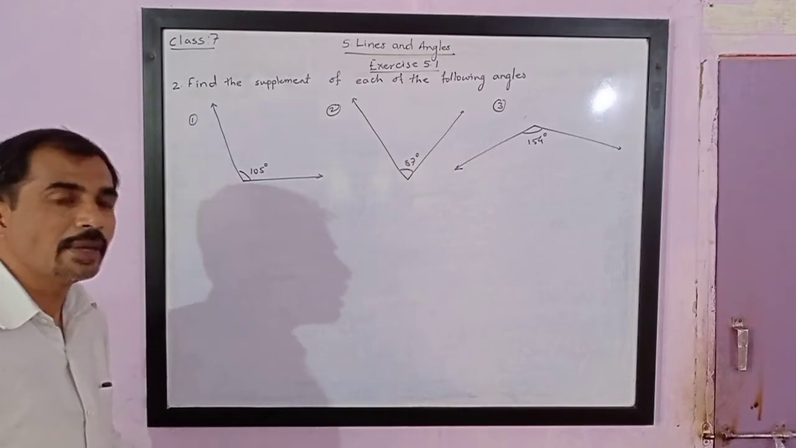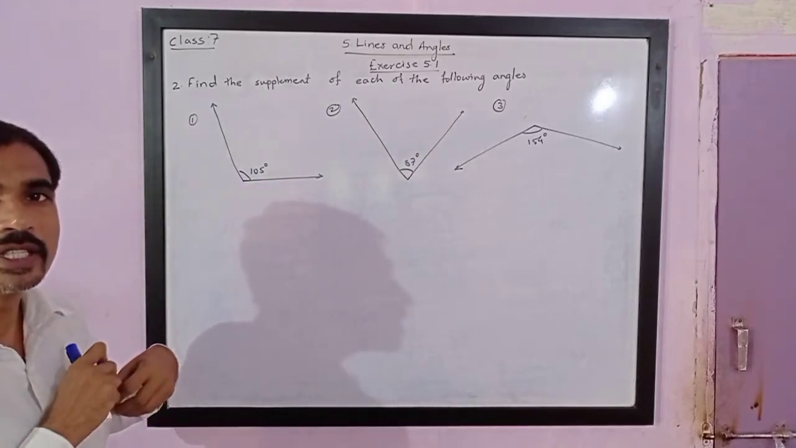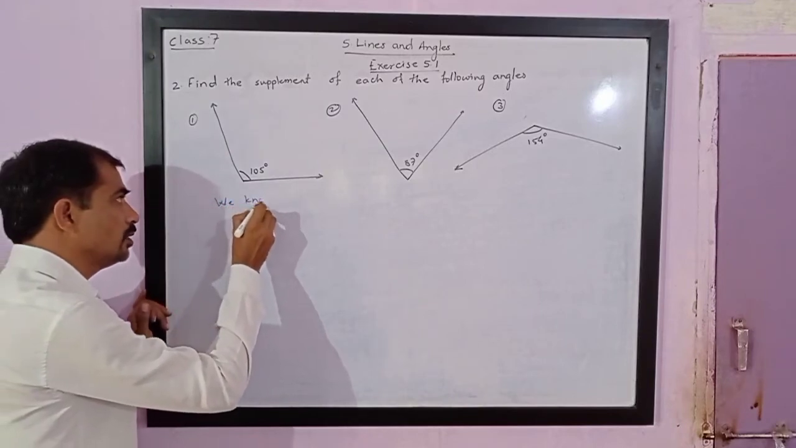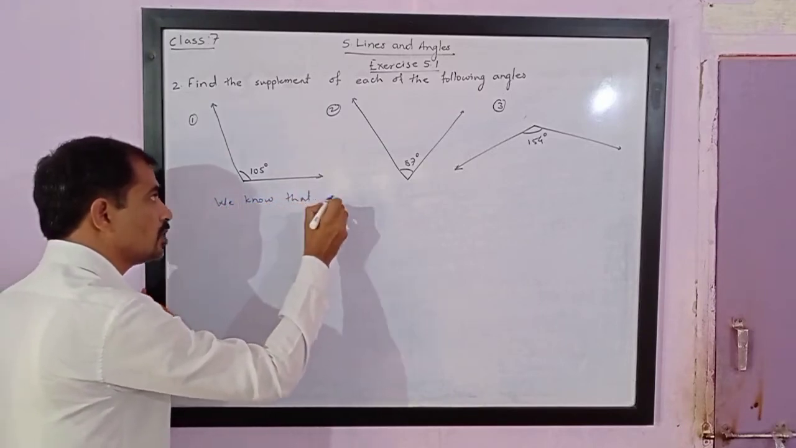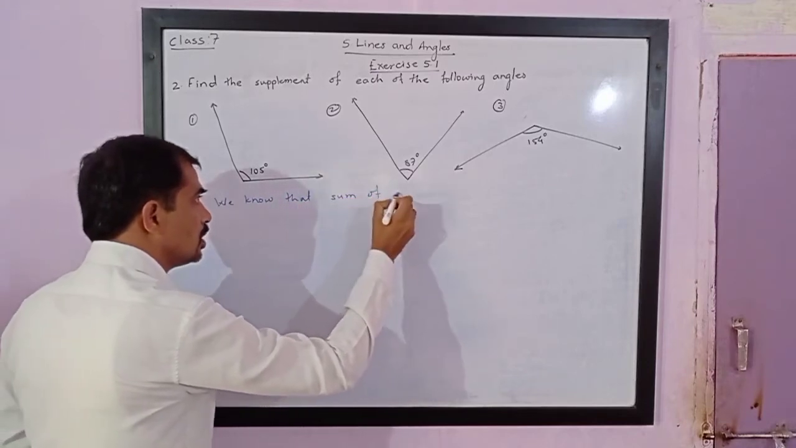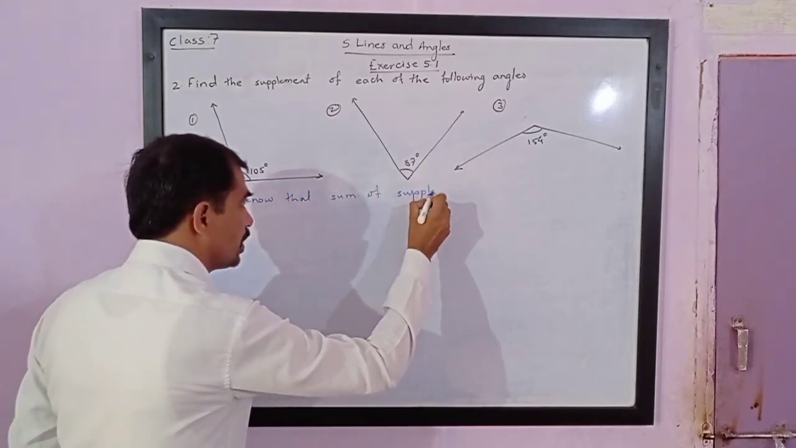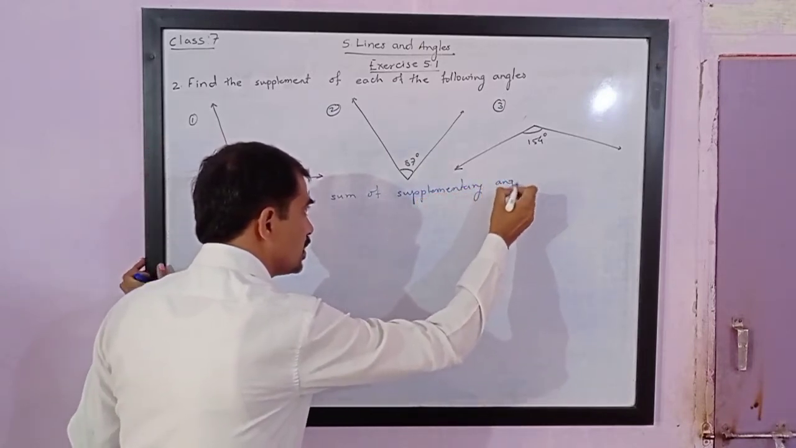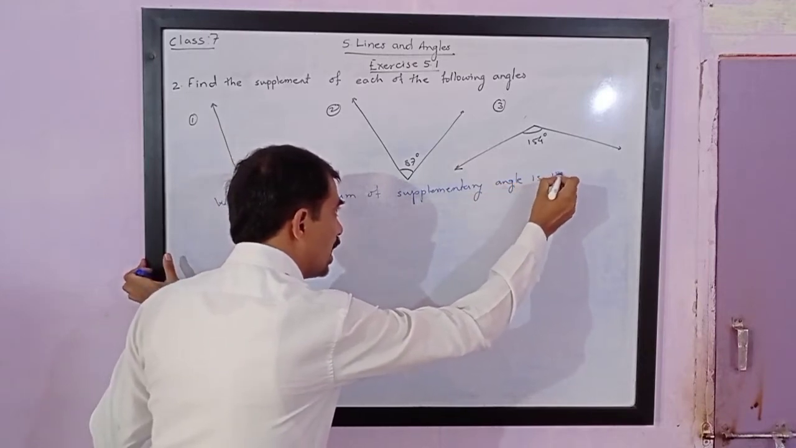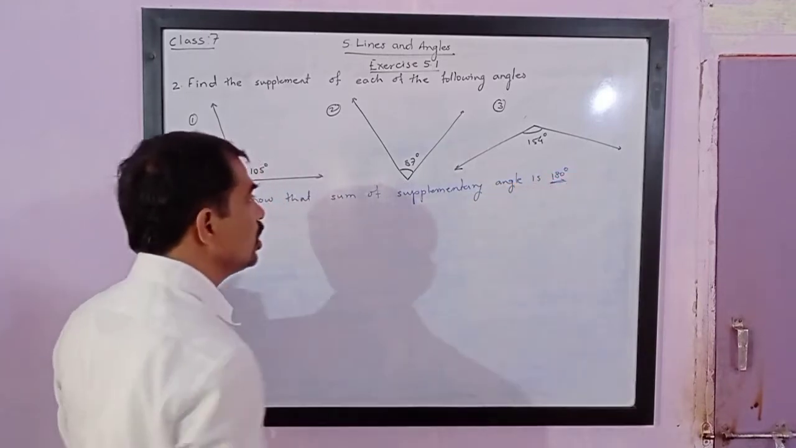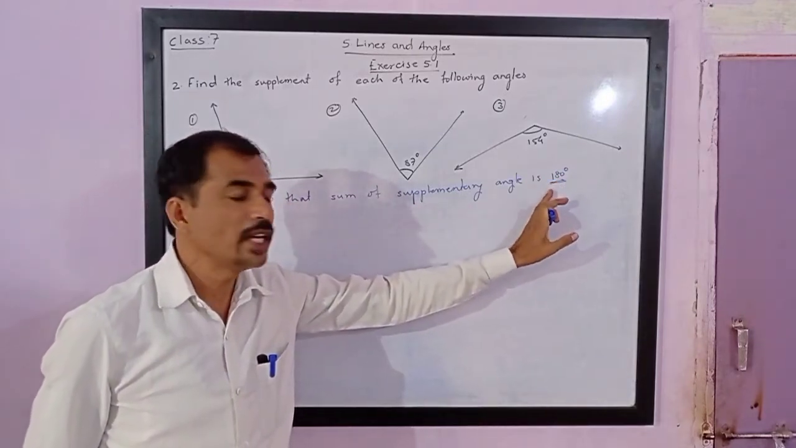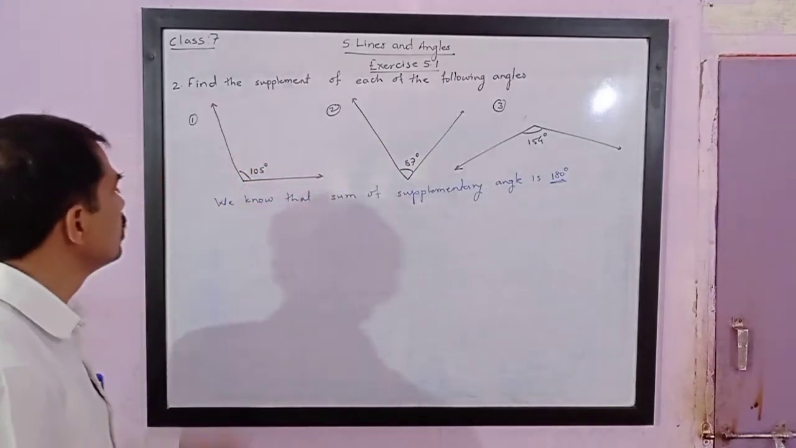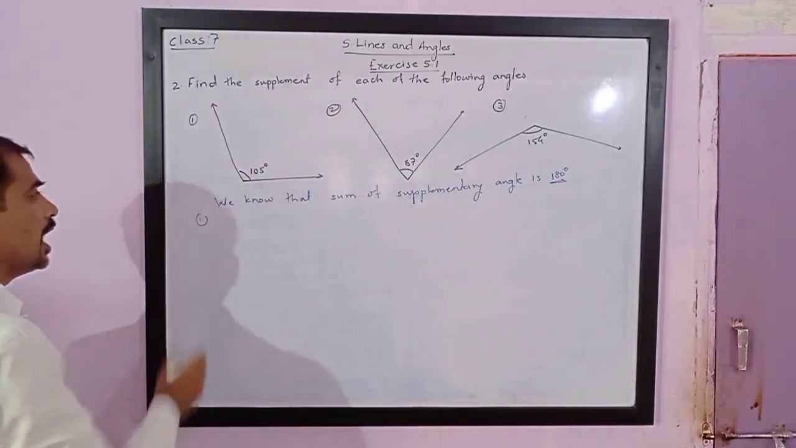Now we know that the sum of supplementary angles is 180 degrees. So we know this rule. Please note, the sum of supplementary angles is 180 degrees and the sum of complementary angles is 90 degrees. Don't get confused here. We have first in that it is 105 degrees.